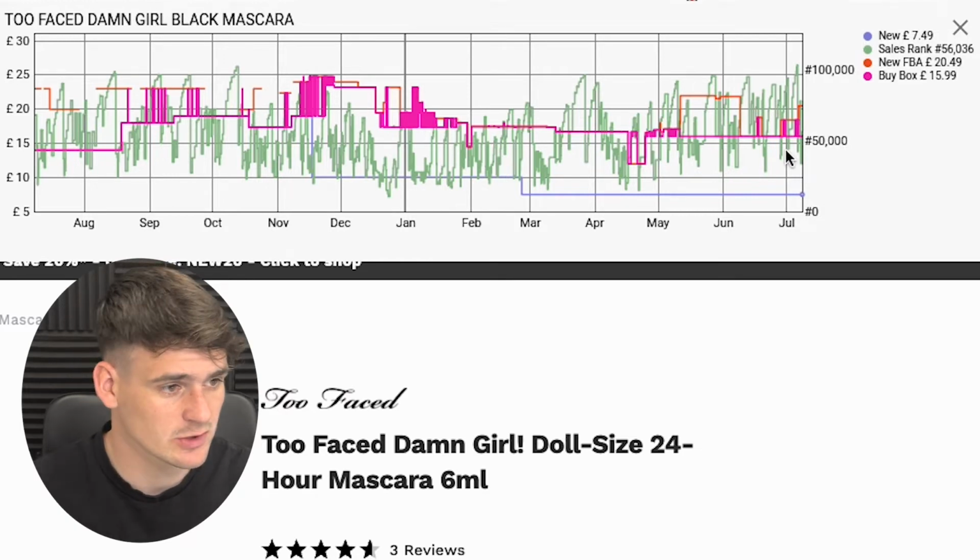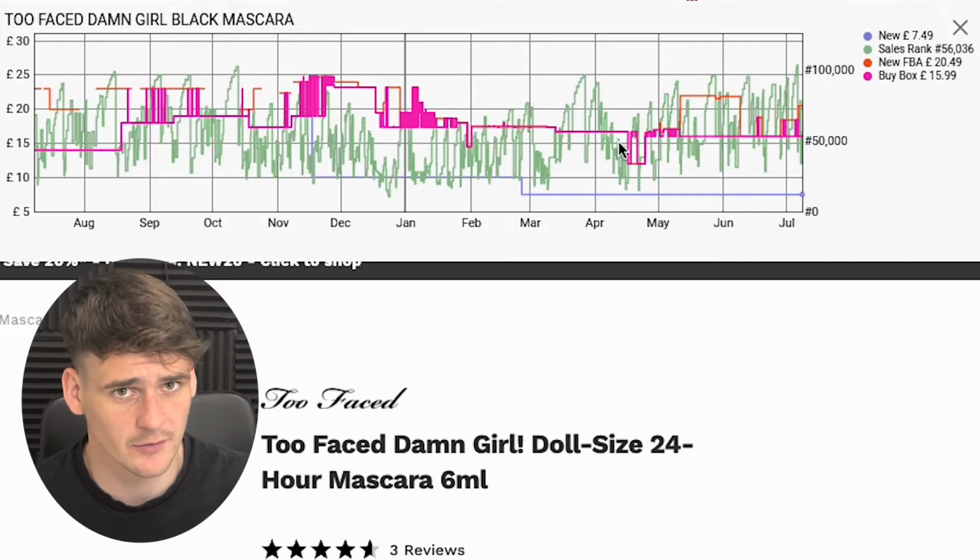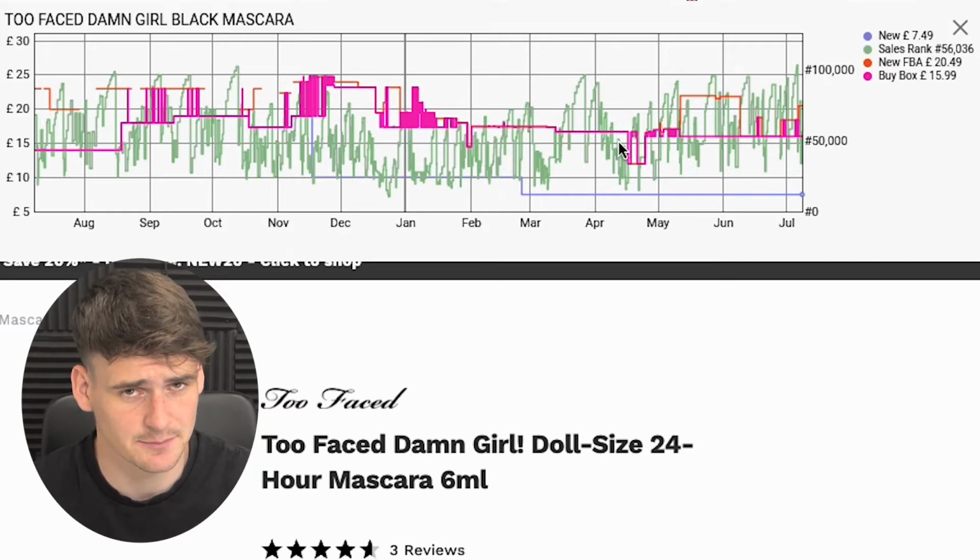And then the final thing, which we'll show you on the other graphs, is about Amazon being on this listing. We can see that Amazon haven't been on this listing in the last year, which means they're probably not selling it, which is great. Amazon are very hard to compete against. You can compete against them, but it's just very difficult.